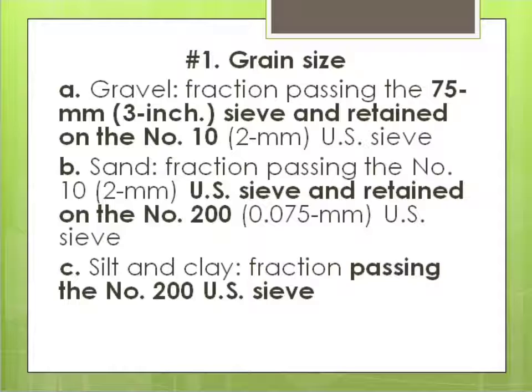Number 1. Grain size. For gravel, fraction passing the 75 mm or 3-inch sieve and retained on the number 10 or 2 mm US sieve. For sand, fraction passing the number 10 or 2 mm US sieve and retained on the number 200 or 0.075 mm US sieve. And for silt and clay, fraction passing the number 200 US sieve.